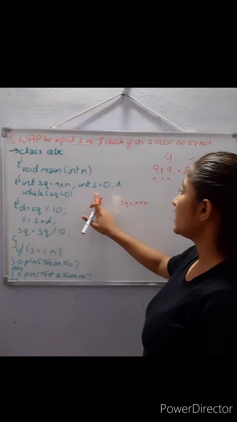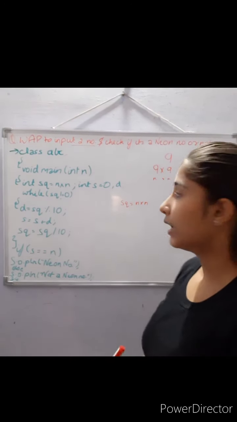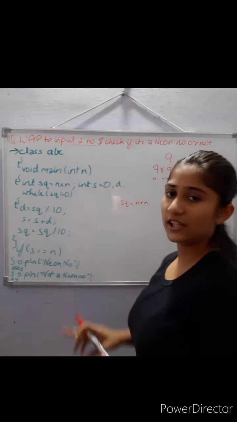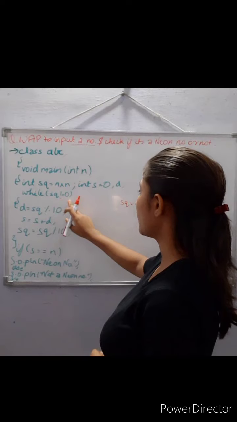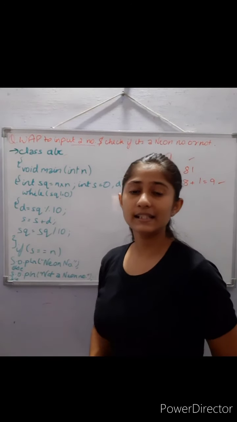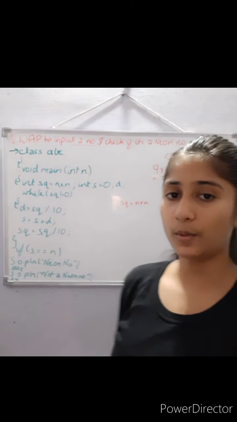Integer s is equal to 0. This integer is taken to take out the sum. And integer d for extracting the digits. Now, while square should not be equal to 0. This means that as soon as the value of square reaches 0, the program will stop running.